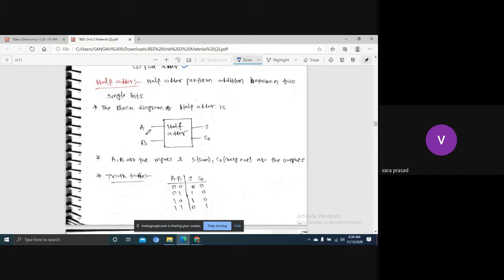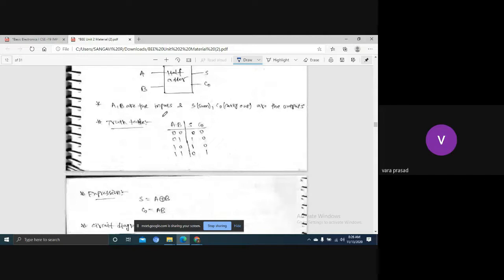The block diagram of a half adder: first of all, it can perform addition between two single bits, which means two inputs, A and B. If you do the addition, we'll get sum and carry out, two outputs. A, B are the inputs; sum, represented as S, and carry out, C out, are the outputs. Truth table: A, B, four combinations I will get. If you observe here, A is a single bit, B is a single bit.